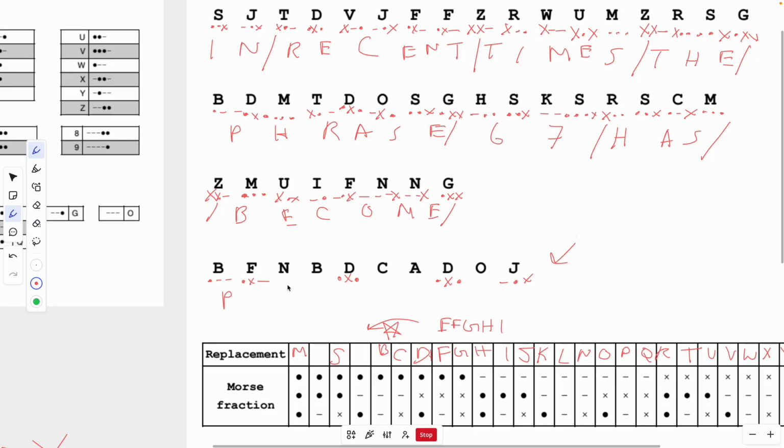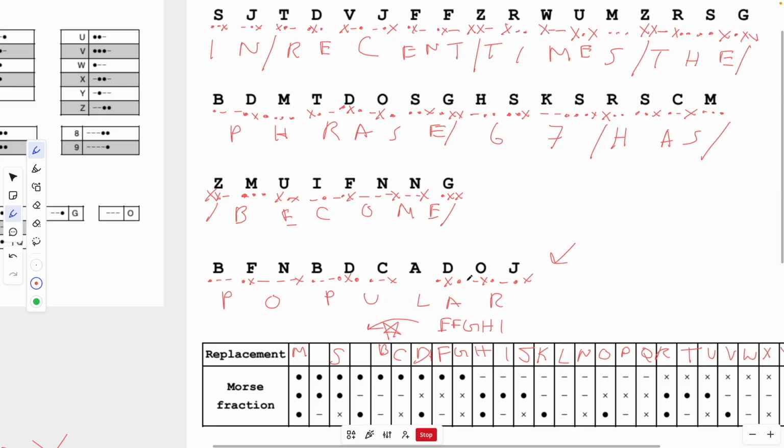P, N is this, so PO, and then P again, so probably popular. Let me just check. If you're trying to do this fast, you can probably guess it. So this is definitely popular. And typically what I'll do is check the last one and make sure that whatever it is, it lines up. So in this case, O is this. So we have dot dash dot, which is R.